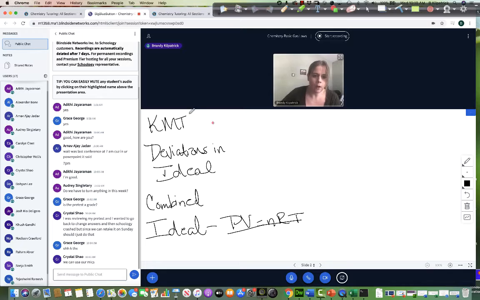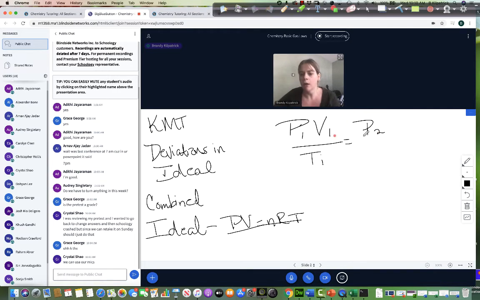Okay, so the two other things that we addressed before we left were the ideal gas law and also the combined gas law. Our combined gas law is this: the initial pressure multiplied by the initial volume over the initial temperature is equal to the final pressure multiplied by the final volume divided by the final temperature.